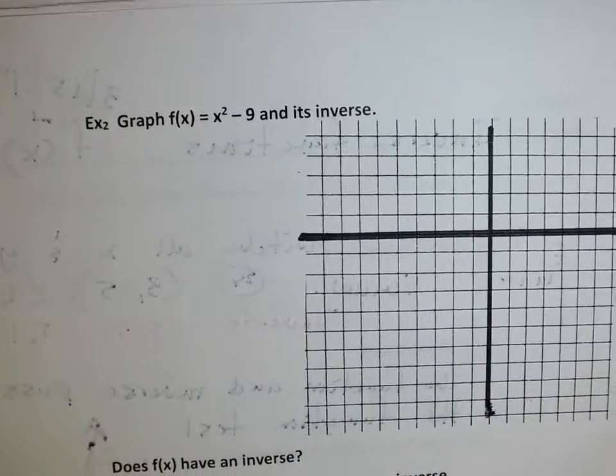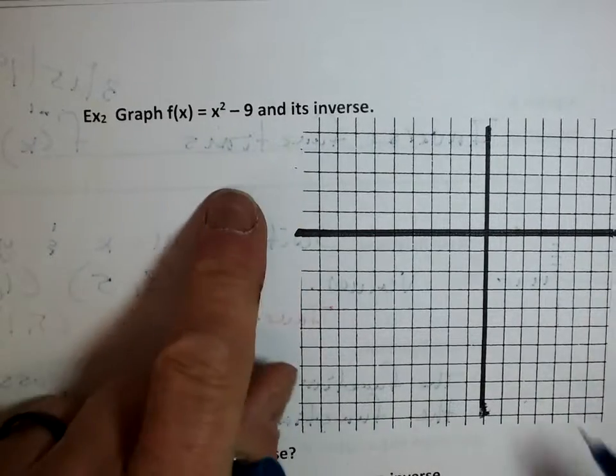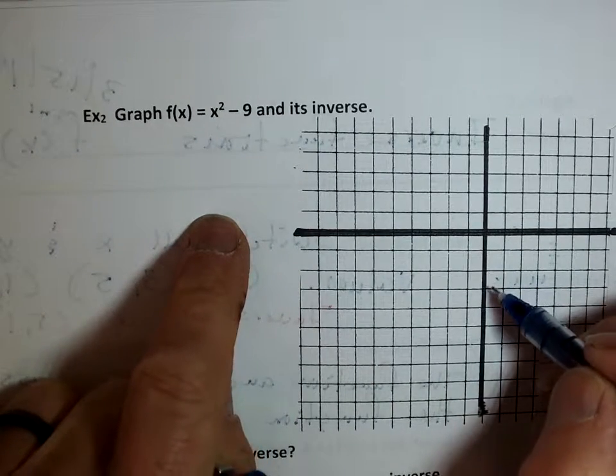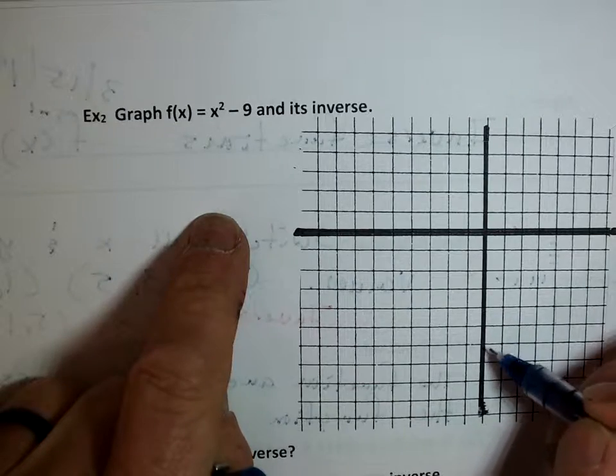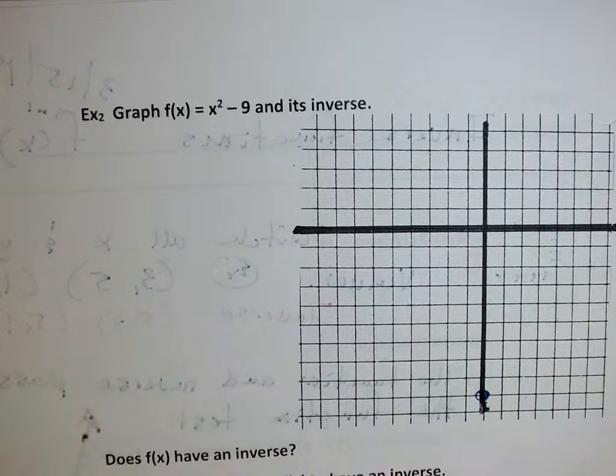Now, example 2. Let's graph f of x equals x squared minus 9. Hopefully you guys know it's a parabola. We've done these before. You guys agree it's a parabola? Let's go down to negative 9. 1, 2, 3, 4, 5, 6, 7, 8, 9. I'm going to advise that you use a pencil and have an eraser because we're going to have to do some work on this one. We're going to have to get this one to look right.